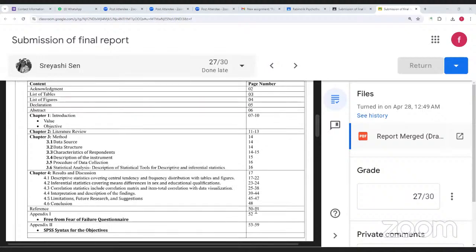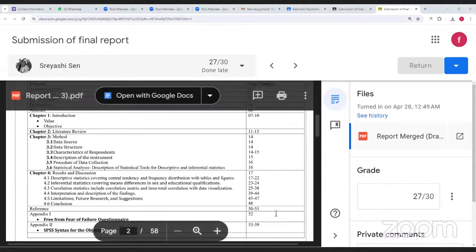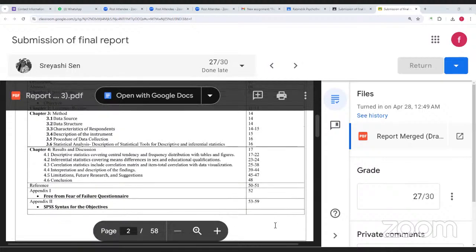So this is all about the data source, data structure, method, characteristics of respondents, description of the instrument, procedure of data collection, statistical analysis. Yeah, this point I have missed. You have to write down the statistical analysis, 3.6. Yes, sir, that is what I was asking.